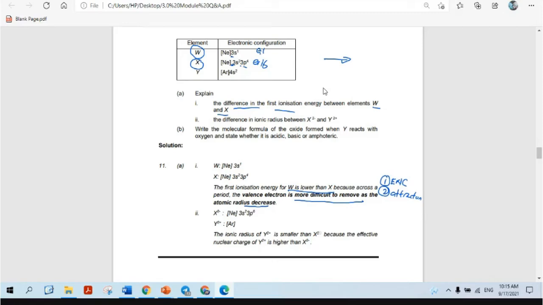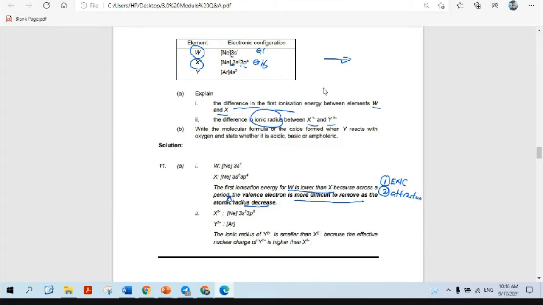Okay, yes, first ionization energy of W is lower than X because across period, effective nuclear charge increases. So the attraction between the nucleus and the valence electron is stronger. So the valence electron is more difficult to remove as the atomic radius decreases. Okay, please take note.